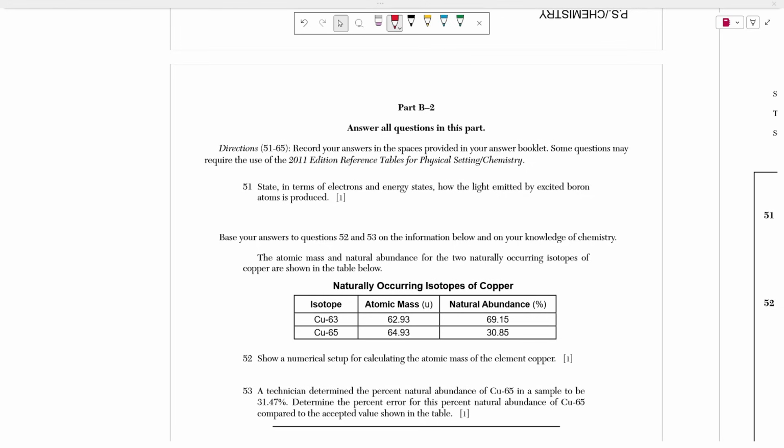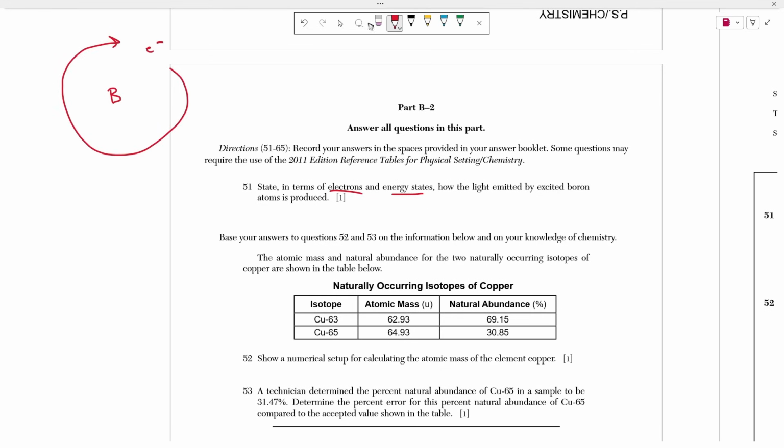That being said, we're going to go ahead and start off with number 51. It asks us, state in terms of electrons and energy state how the light emitted by an excited boron atom is produced. So first of all, what is an energy state? What are electrons? Well, we know that electrons orbit the nucleus of an atom. So in this case, if this is my boron nucleus, it's made up of protons and neutrons, it's positively charged. It's going to be orbited by these electrons.